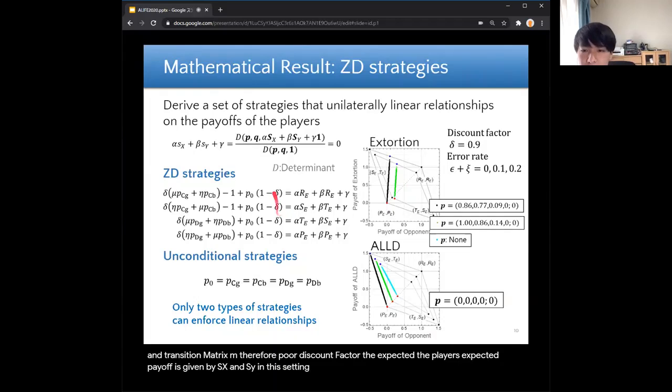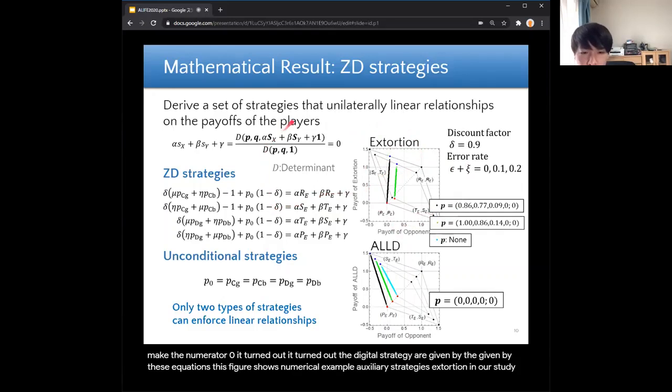In this setting, we derive a set of strategies that unilaterally enforce linear relationships on the payoffs of players. We analyze it the same way Press and Dyson did. A linear combination of both players' payoffs can be given in the form of a determinant. If the numerator is 0, the payoff relationships are linear. It is easy to find that ZD strategy can make the numerator 0. It turned out that ZD strategies are given by these equations. This figure shows a numerical example of ZD strategies, extortion.